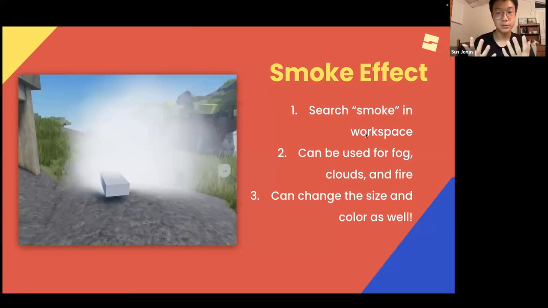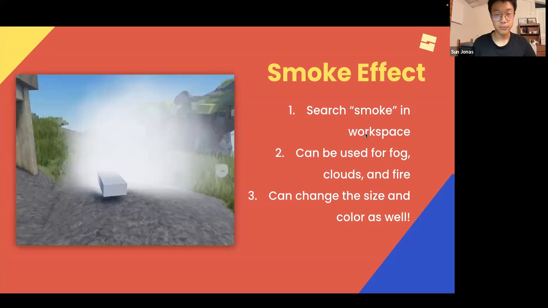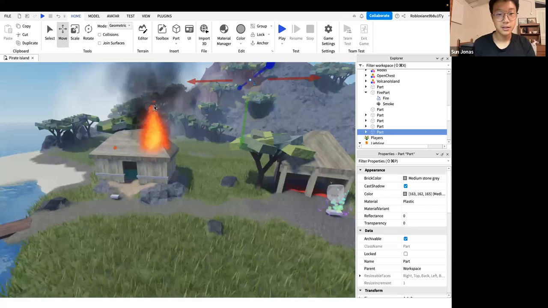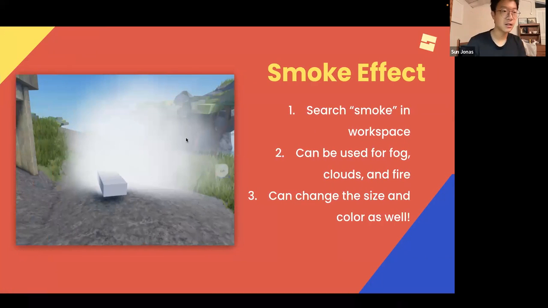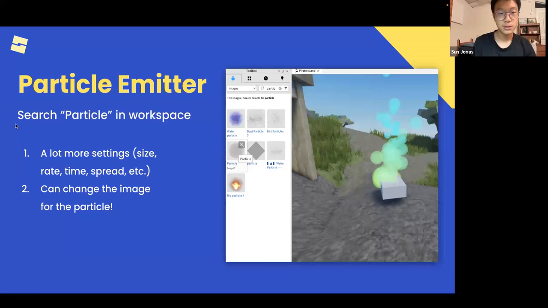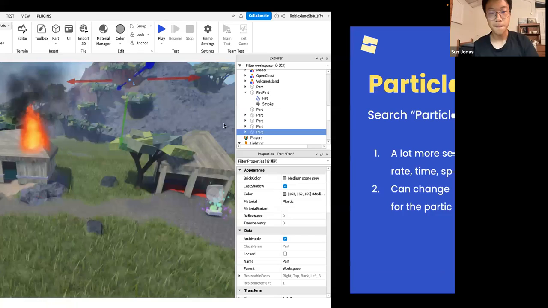So remember that smoke can be used for many different purposes, including fog, which we just did, and also for fire, like the dark smoke, right? And this can be done by just changing the settings or properties of the smoke effect. Next, we're going to talk about a really big one called particle emitter. We're a bit short on time, so I'm just going to talk about it very quickly.